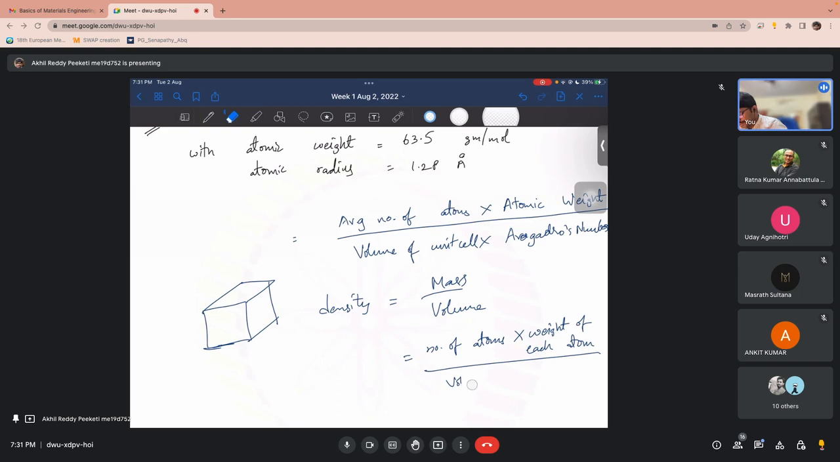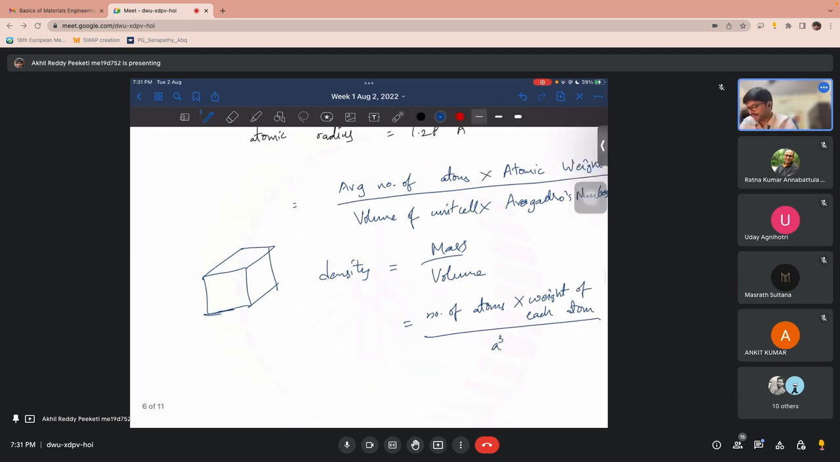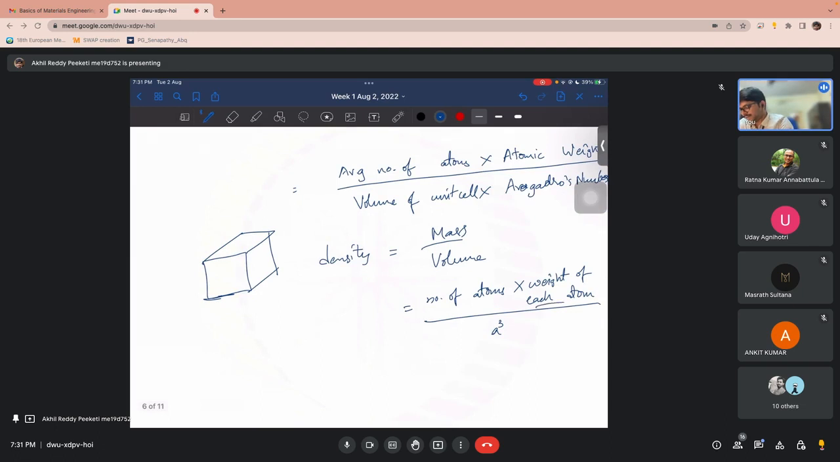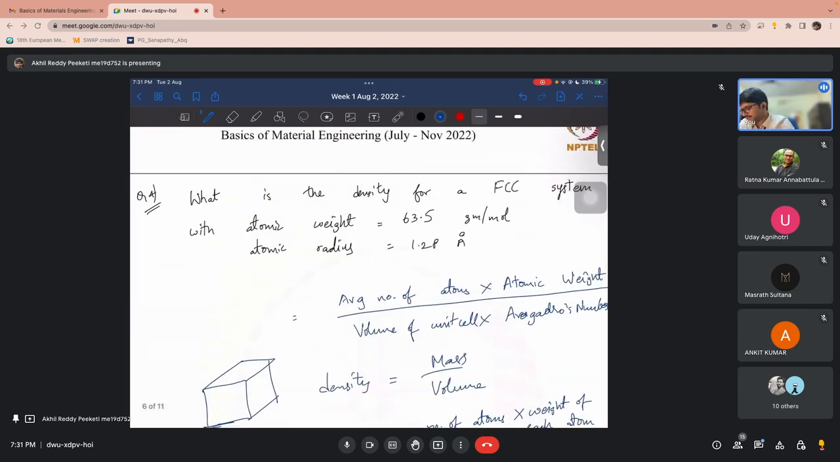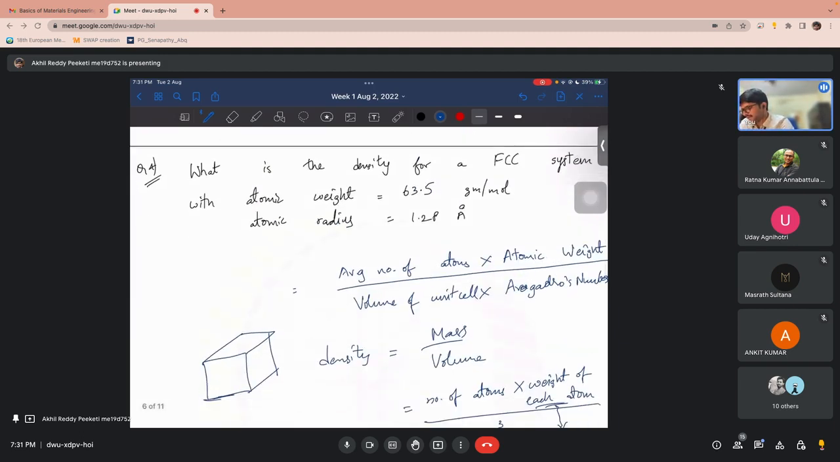If it is a cubic unit cell, the volume is a cube, a being the side. Now the weight of each atom: you know the atomic weight, and each atom's weight would be the atomic weight divided by Avogadro's number. So that's why you have this kind of formula for the density.